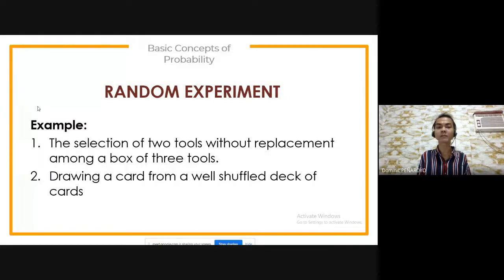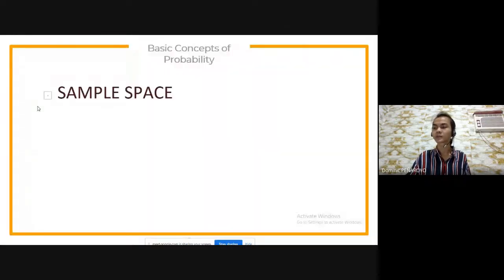Let's have an example of a random experiment. First is the selection of two tools without replacement among a box of three tools. Second, drawing a card from a well-shuffled deck of cards. Another basic example of a random experiment is tossing a coin, and second is rolling a die.